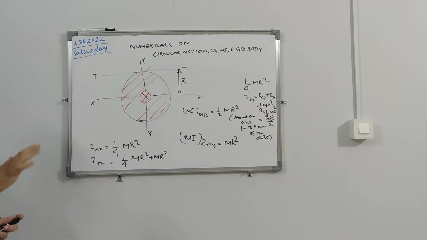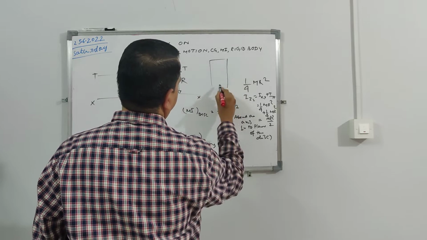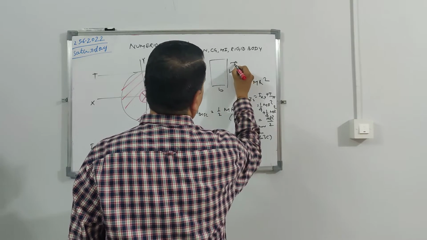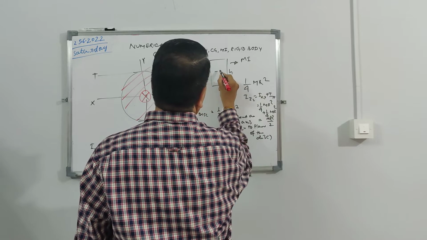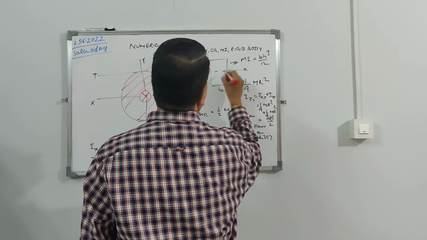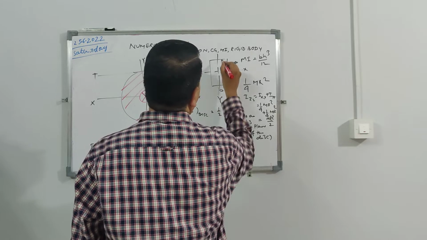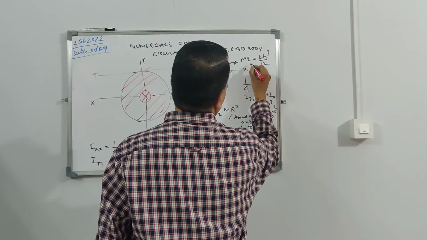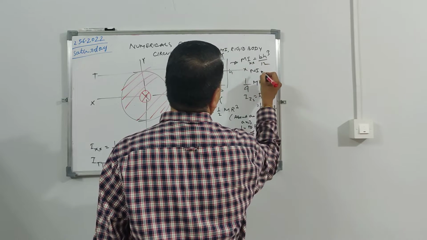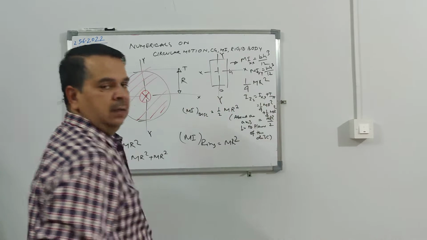Now you understand disk and ring, and other than the disk you can remember the sphere and rectangle. For a rectangle with base b and height h, the moment of inertia about the axis XX is bh cubed by 12. About YY, the moment of inertia will be hb cubed by 12.